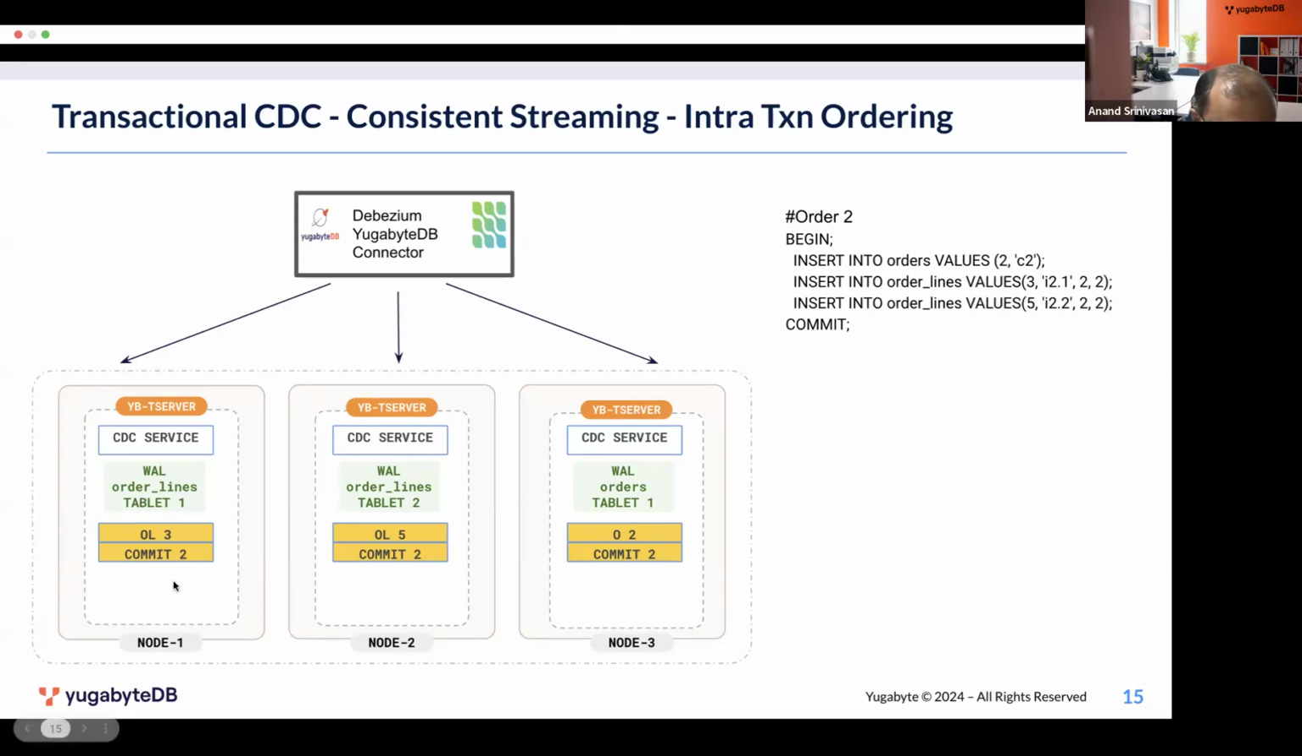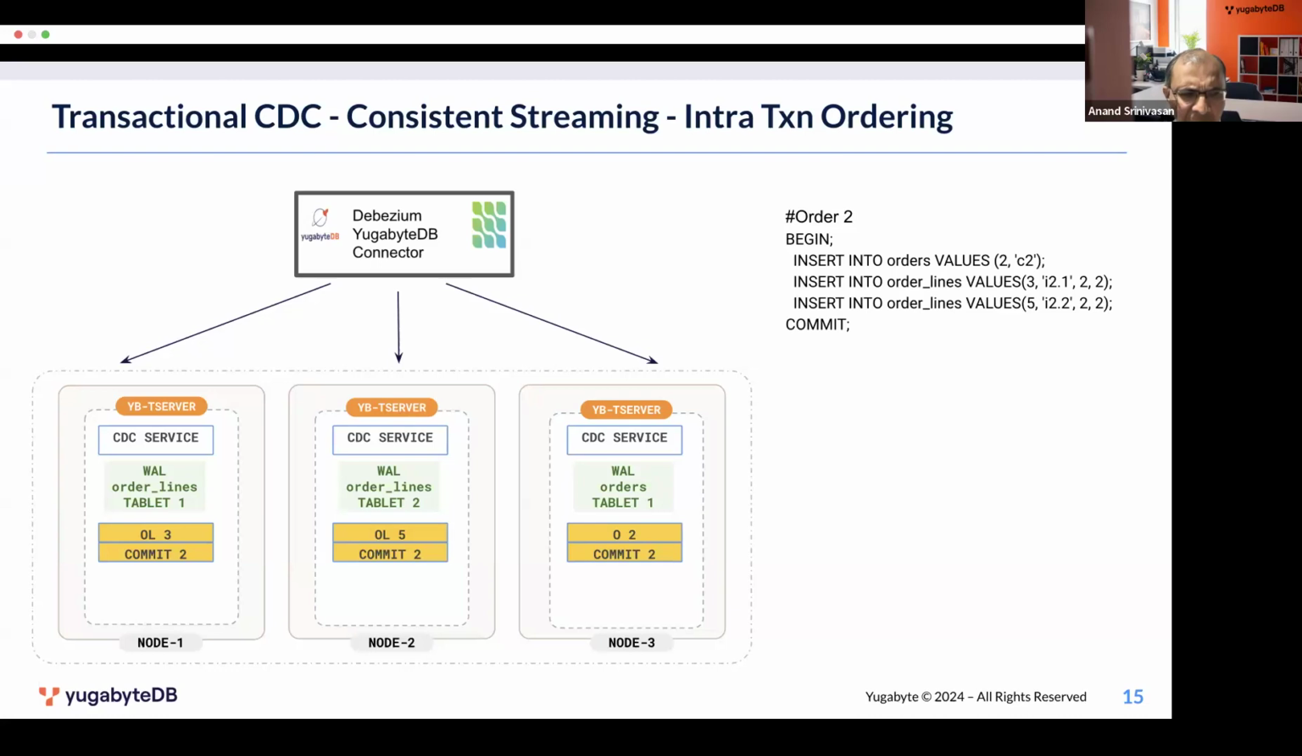And that's what you see in this picture, these rectangles out here. This is your WAL. This is the WAL for tablet 1 of order lines. This is the WAL for tablet 2, and this is the WAL. So each tablet has its own WAL. And the streaming phase is essentially going to rely on the WAL to figure out what the changes are. So that's the way the changes get identified.